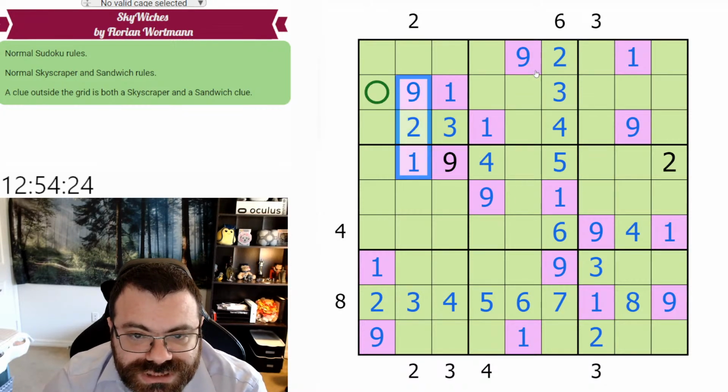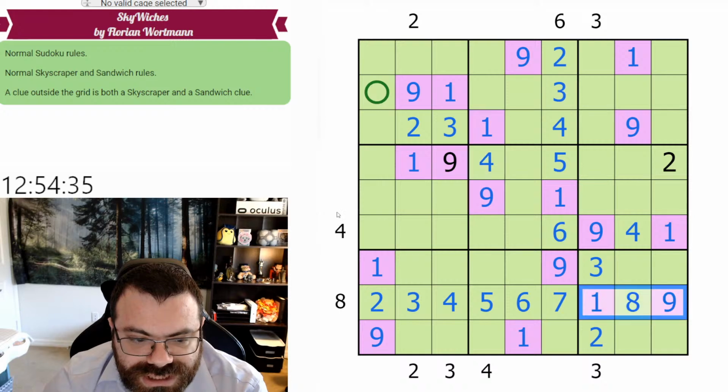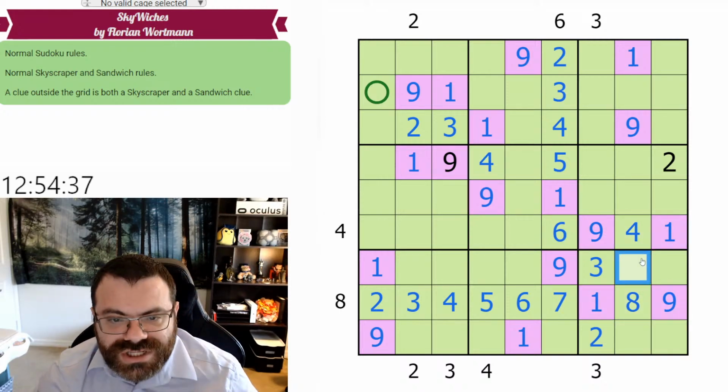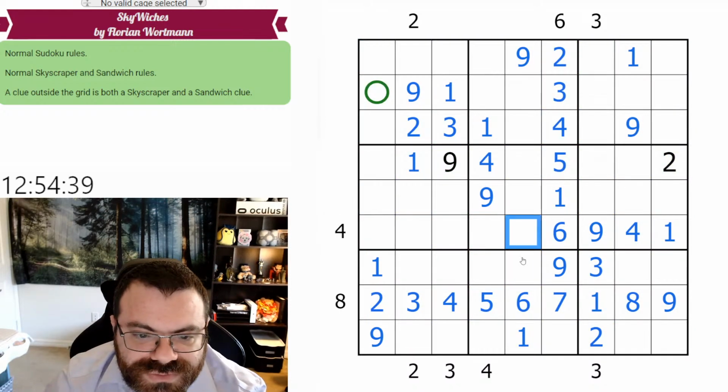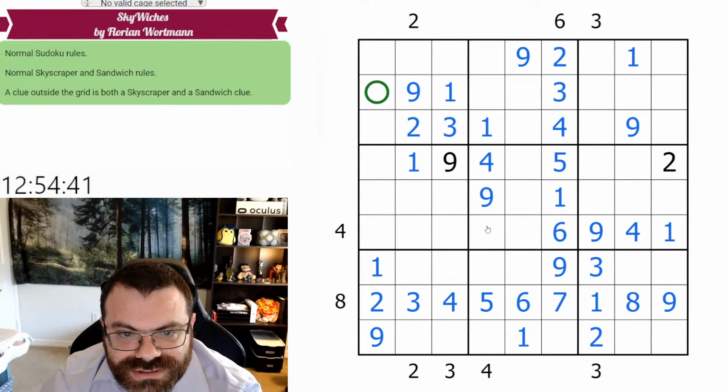This is a 2. This is a 6. This is a 3. This 3. This 4. This 8. This 4. Yeah, I think all our sandwich logic is done, so I'm just going to remove the colors. So we're a bit cleaner here. And we just have to worry about skyscrapers.